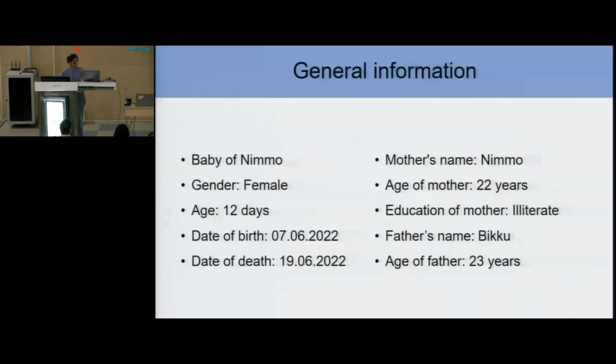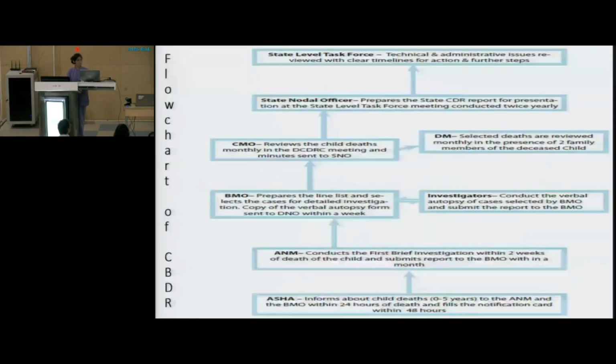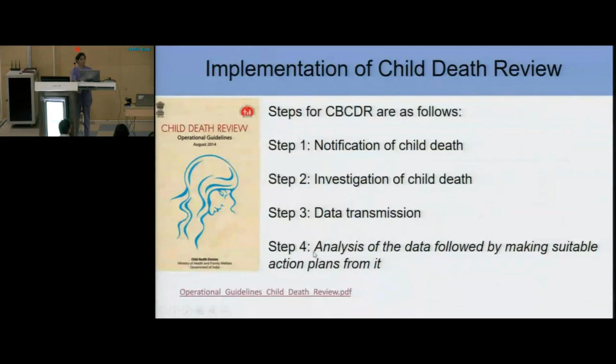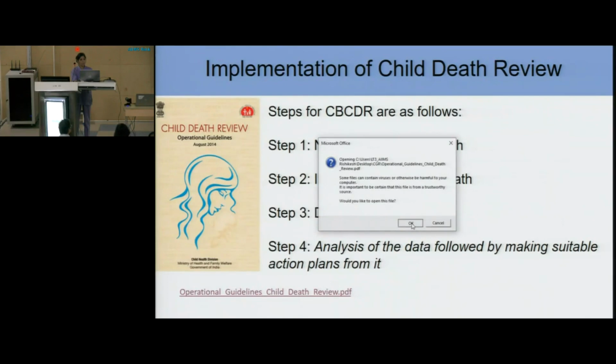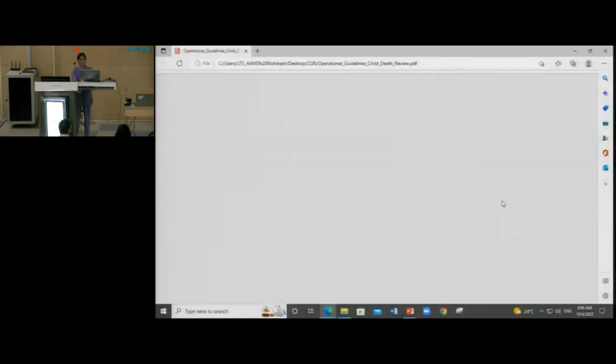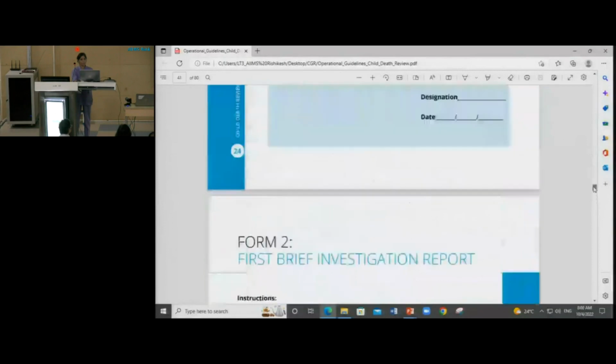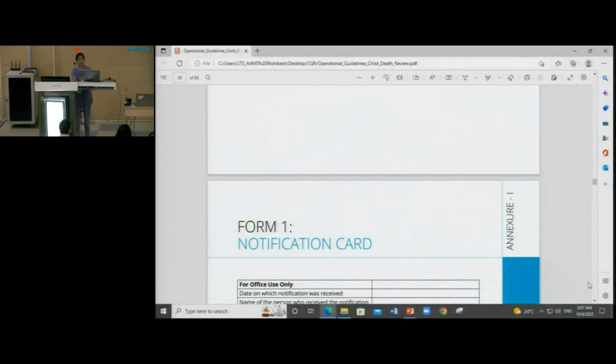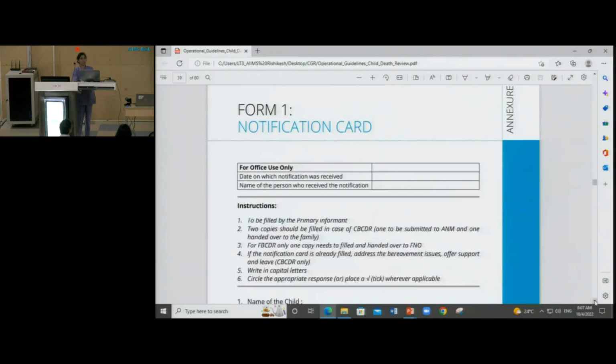So what are the different forms? As I have explained, first the child death is notified. For that, a form is filled. This is the notification card. The ASHA fills this card in duplicate. One is kept with the family and one is forwarded.